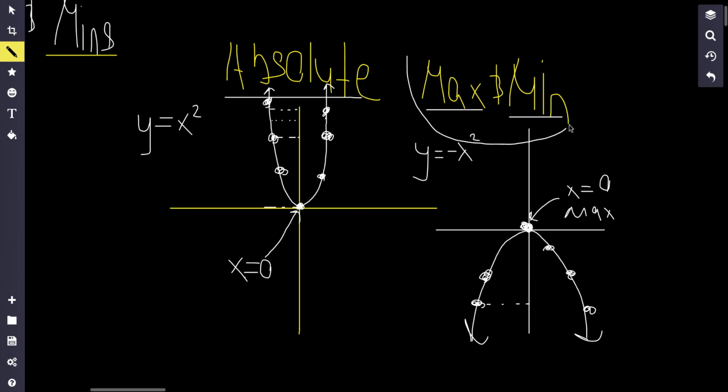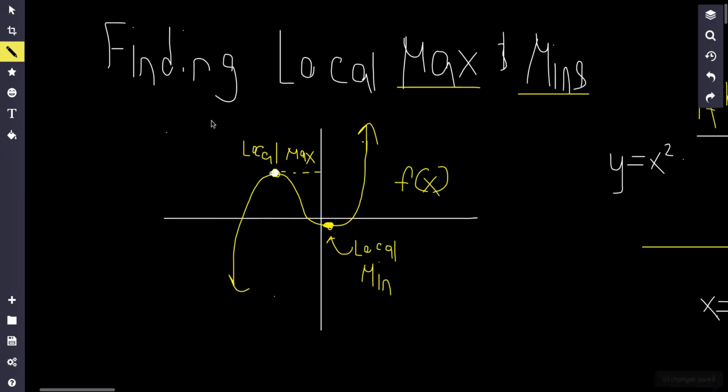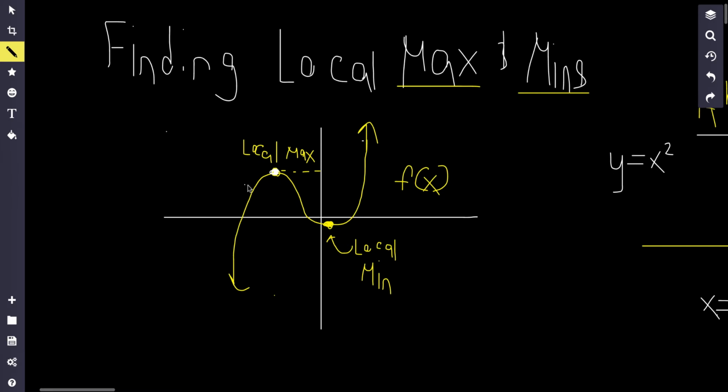So absolute maximum and minimum points are the highest and lowest out of all of the points, while local maximum and minimum points are just the maximum or minimum out of a certain interval of a graph. So maybe out of this interval right over here, this would be considered a local maximum point, but it's not the maximum point for this entire graph.